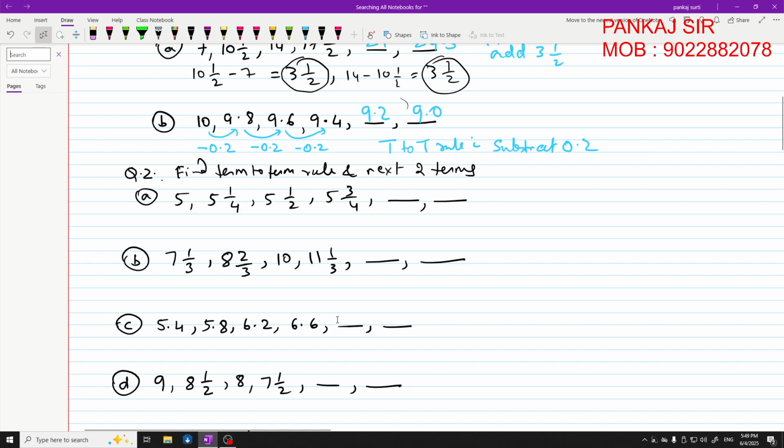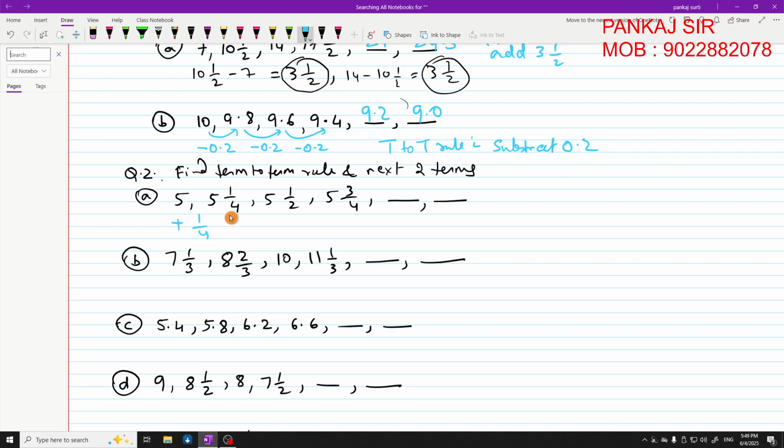Question number 2. Find the term to term rule and the next two terms. Now this is 5, this is 5 1 by 4, 5 and a half. So let us try this. 5 1 by 4 minus 5 is how much? So 5 1 by 4 minus 5 is 1/4. So to 5, when we add 1/4, you get this.